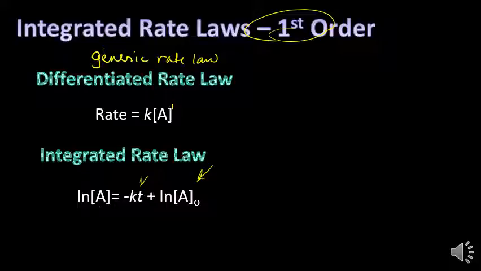If you use the differentiated rate law to solve for k, you can use the integrated rate law to predict concentration at a specific time. What do you think this 0 means right there? Or this O? Original. Yeah, this is your original concentration. Or rather, your start.